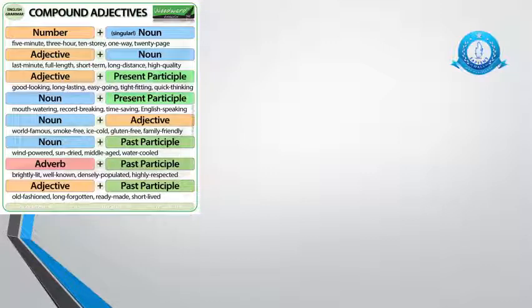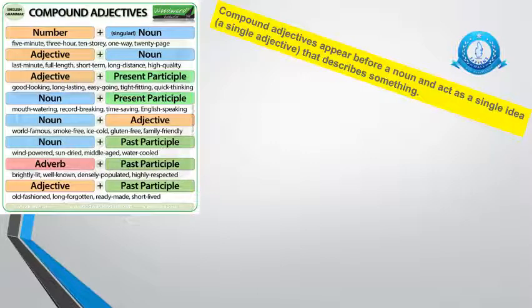Right guys, let's recap compound adjectives. This is where we could use a number and a noun, an adjective and a noun, or an adjective and a present participle, basically 2 words that are joined together and it counts as one. It's one idea, okay? So even though there's 2 words, it'll count as 1 word. Whatever the 2 words are, in the end, it's a describing word, okay? So it appears before a noun, acts as a single idea, and it describes something. More often than not a noun.